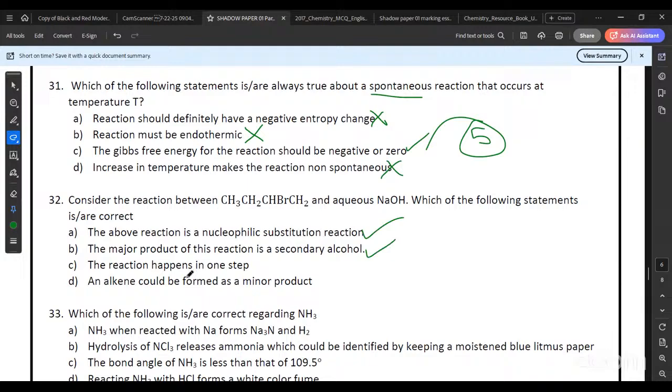Yes. The reaction happens in one step. No, because this is a secondary one. First, it will ionize into a cation, and then in the second step, only OH minus will come and attach. That is wrong. Alkene could be formed as a minor product. Yes. Check the 2024 paper, 2024 paper MCQ.